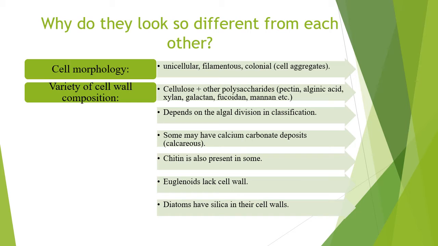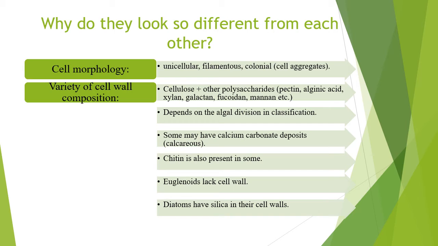Also, another factor is the different kinds of cell wall composition that is seen among this group of organisms. The basic kind of cell wall structure is composed of cellulose and other polysaccharides. Among those other polysaccharides, you can find pectin, galactan, fucoidan, etc. Also, the different polysaccharides decide the different algal divisions during their classification.